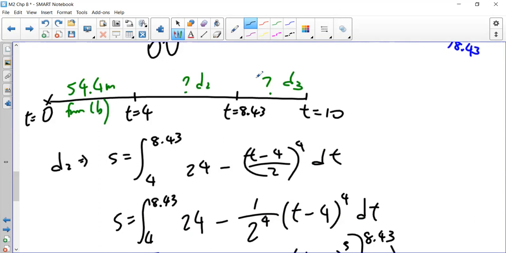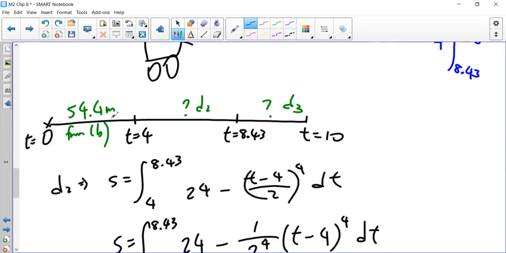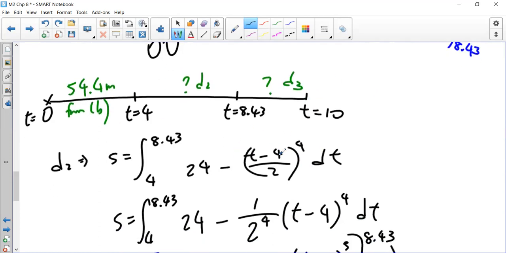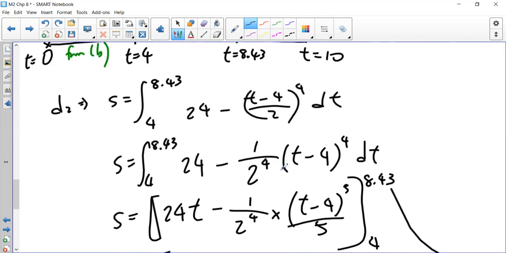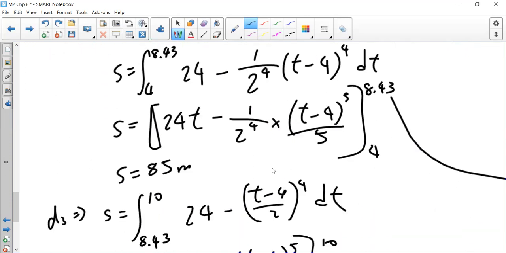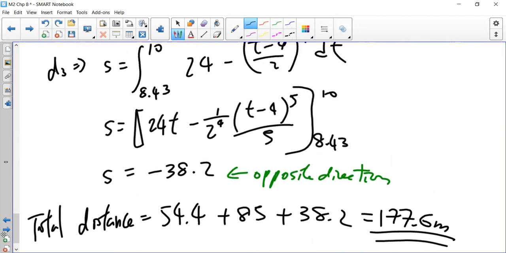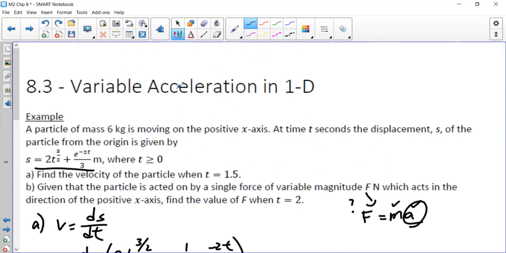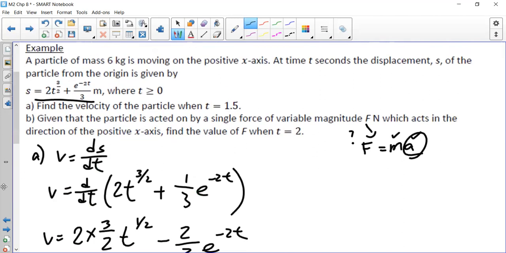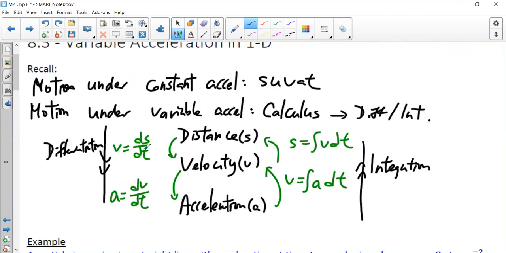In terms of concept, I think it takes time to adjust. But in terms of calculation, if you struggle with the integration here, you should go back to the integration chapter in pure maths. And that's a chapter about variable acceleration. We use calculus. Remember these four formulae.